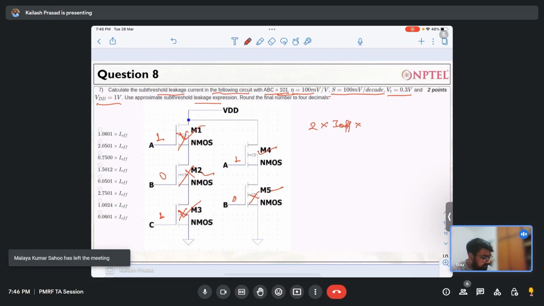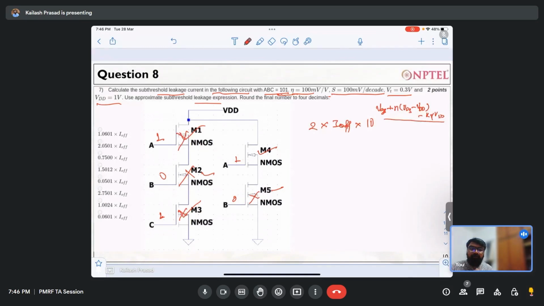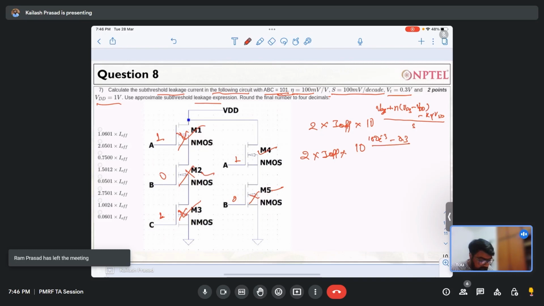And this will be multiplied by 10 to the power VGS plus eta VDS minus VDD. Then it will be subtracted by k gamma of V sub B, that is the body bias voltage. Then it will be divided by the subthreshold slope, SS. Okay, and if I put all the values, it will be 2 times I off, multiplied by 10 to the power of 100e-3 minus 0.3, then divided by SS, which is again 100e-3. Then if you calculate, this will be 2 times I off, multiplied by, so if you calculate this, it will come around 0.50, right?